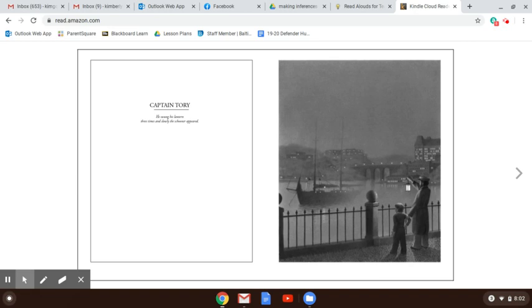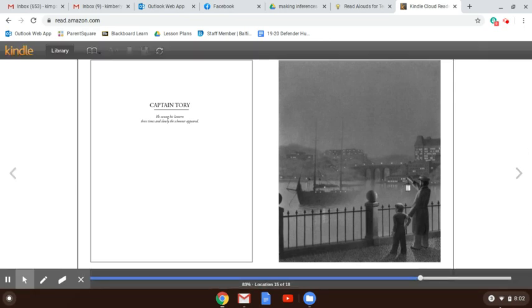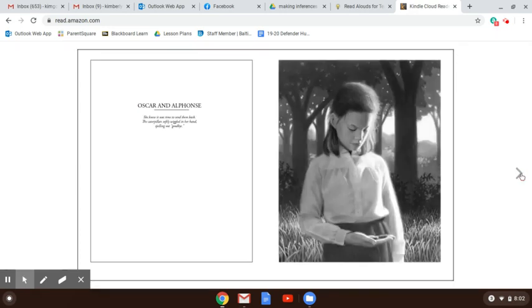Captain Torrey. He swung his lantern 3 times and slowly the schooner appeared. Remember to pause if you need more time making your inference. Oscar and Alphonsi. She knew it was time to send them back. The caterpillars softly wiggled in her hand, spelling out goodbye.